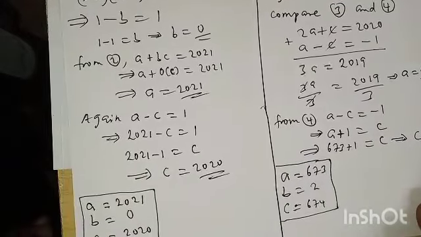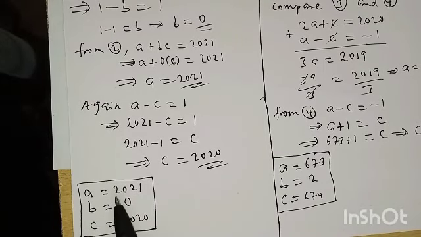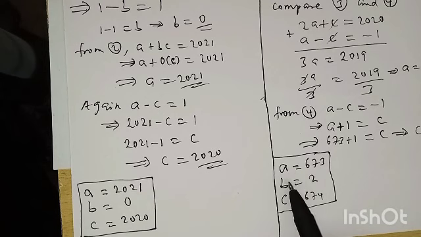And of course, this is the solution of the system of equations, the integer solution. Case 1, that is a, b, c, and case 2, that is a, b, and c.